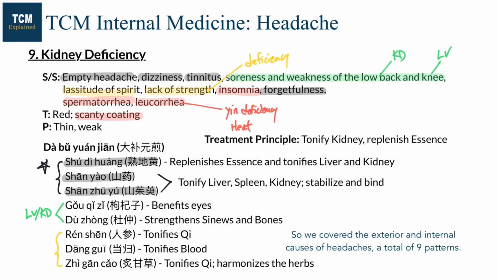So we covered the exterior and internal causes of headaches, a total of 9 patterns. There are more patterns and even more formulas, but for now I think we have a good start. As we go over more patterns for different diseases, we'll be learning how formulas are constructed and how one formula can be modified and used for multiple conditions.